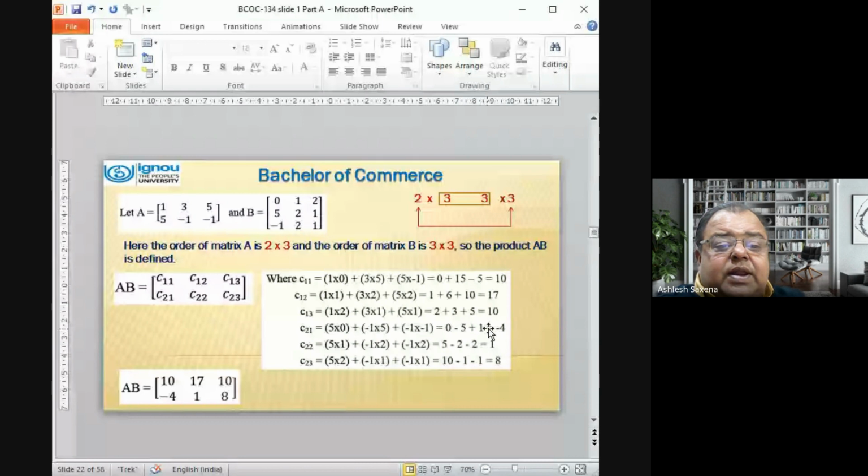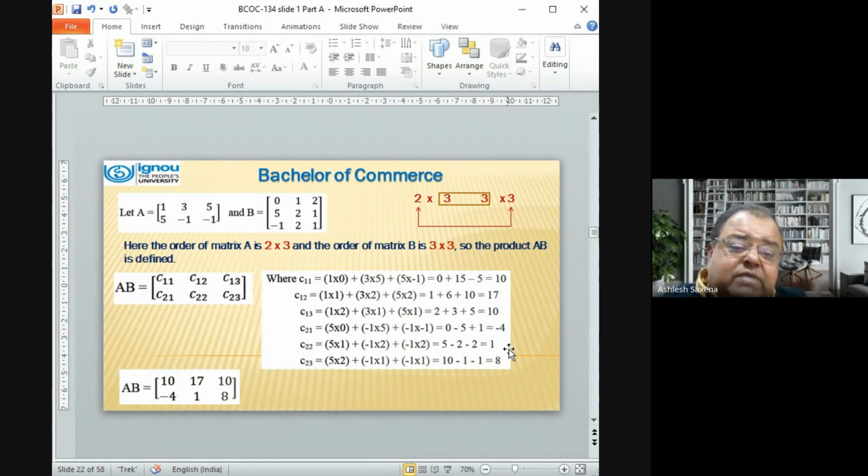Left to right, top to bottom. 5 into 1 plus minus 1 into 2 plus minus 1 into 2. That will be 1. 5 minus 4, that will be 1. Left to right, top to bottom. 5 into 2, 10. Minus 1 into 1 plus minus 1 into 1. So 2 and 10, 8. 10 minus 2 is 8.